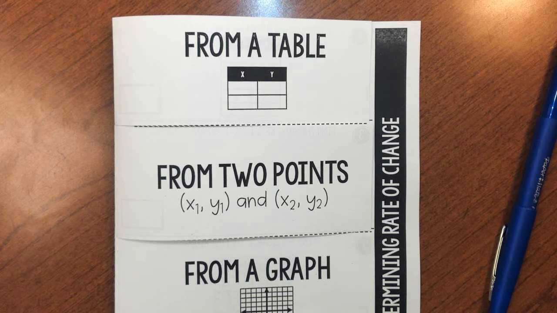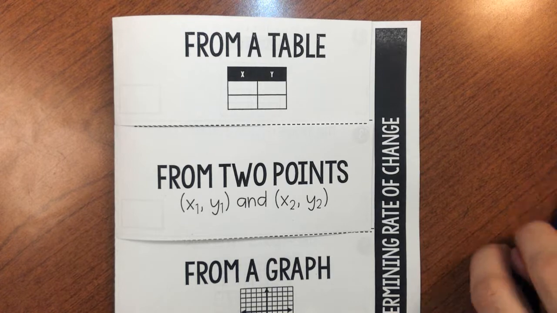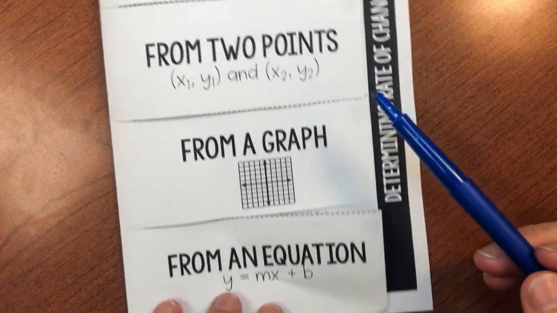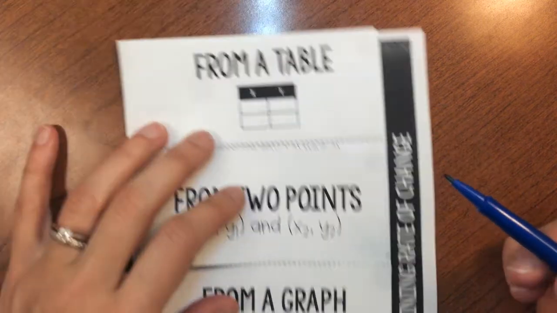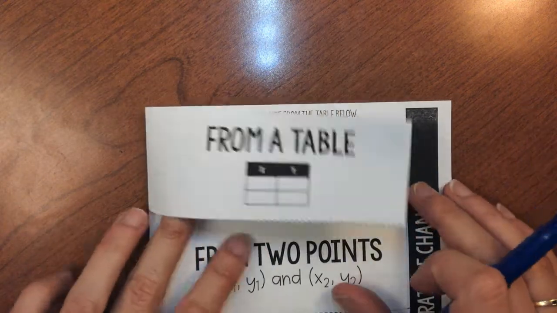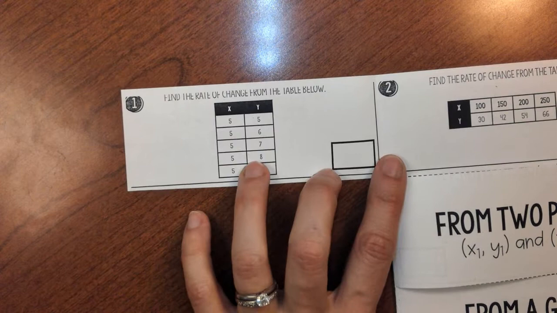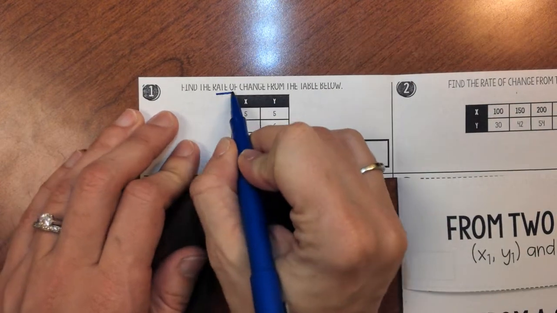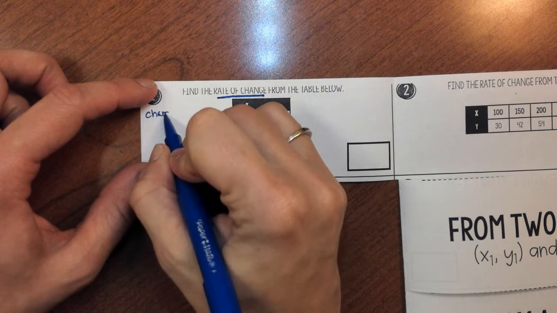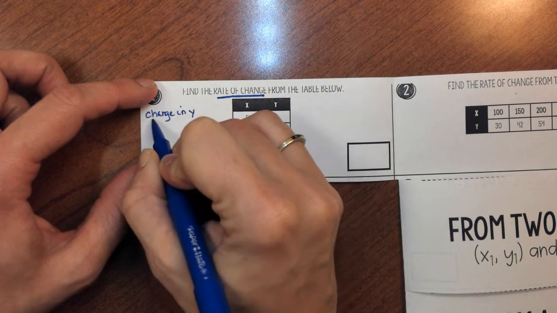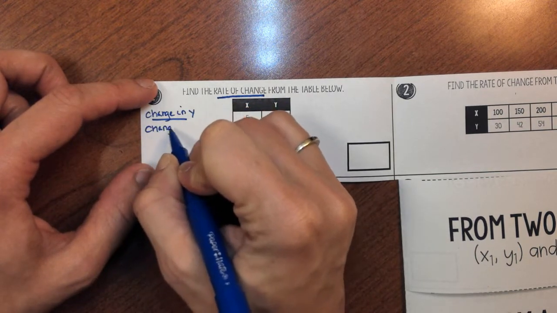Today we're going to review how to find slope and rate of change from a table, from 2 points, when looking at a graph, and when looking at an equation. So the first thing we want to do is look at a table. The other day when I was absent in class, you should have watched a video about rate of change. To find rate of change, we find the change in y over the change in x.